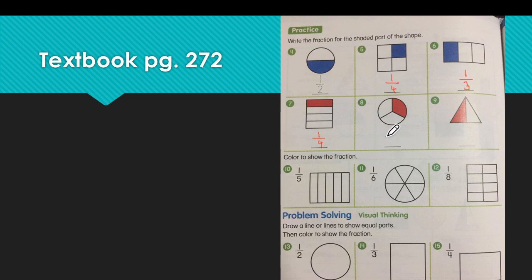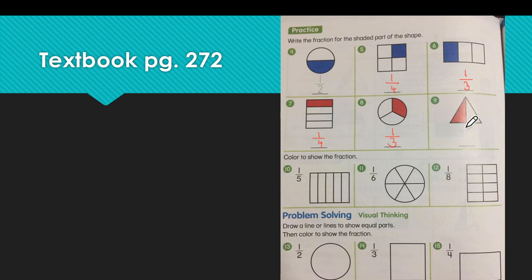Let's go and do this one. I will start with drawing my line. Now, second step, count how many parts are all together forming this shape. 1, 2, 3. 3. And how many of them are shaded red? 1. 1 will go on the top. 1/3.